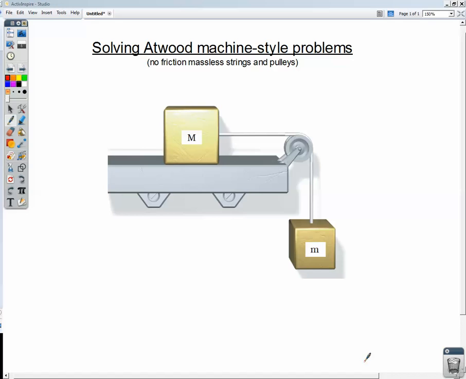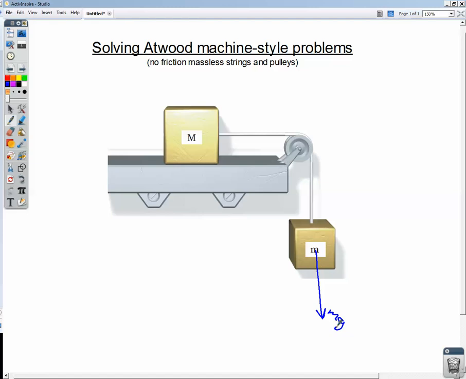Atwood machines will accelerate because of gravity. So in this machine right here, we've got a hanging mass, little m, and you've got a weight acting on little m, and that weight is going to cause acceleration in the system. We need to be able to deal with these types of systems.